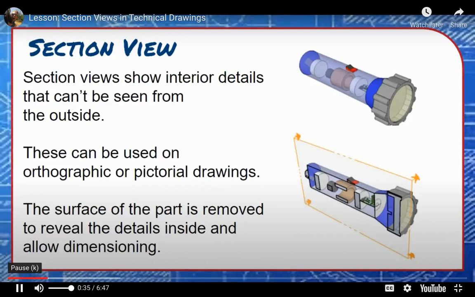Usually, the hidden internal features of an object would appear as hidden lines in orthographic views, but it would be against the rules of dimensioning to dimension to those hidden lines. By removing the surface of the object with a section view, we can get a direct look at those various features and edges, and we can dimension to them accurately.